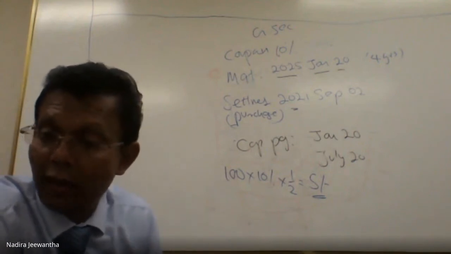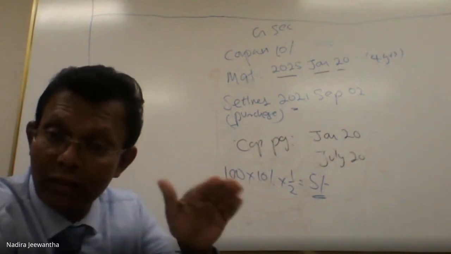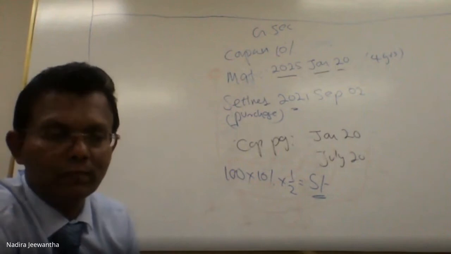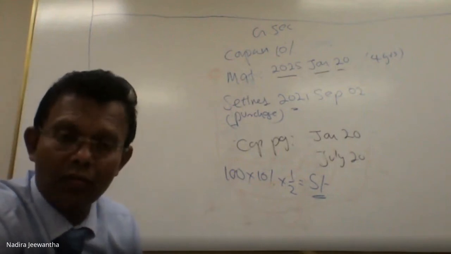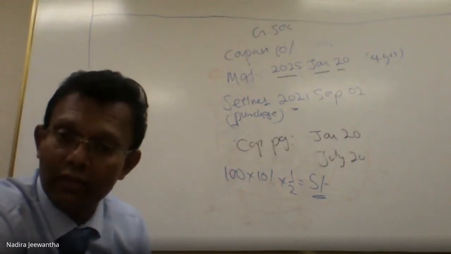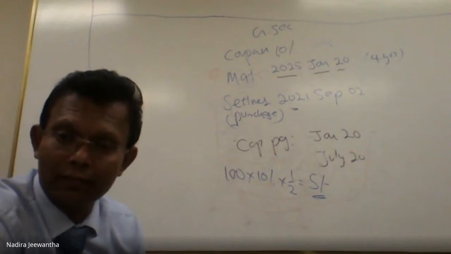But the central bank has credited to my account the entire 6 months coupon. Is it right or wrong? It's wrong. But that's how the system works.